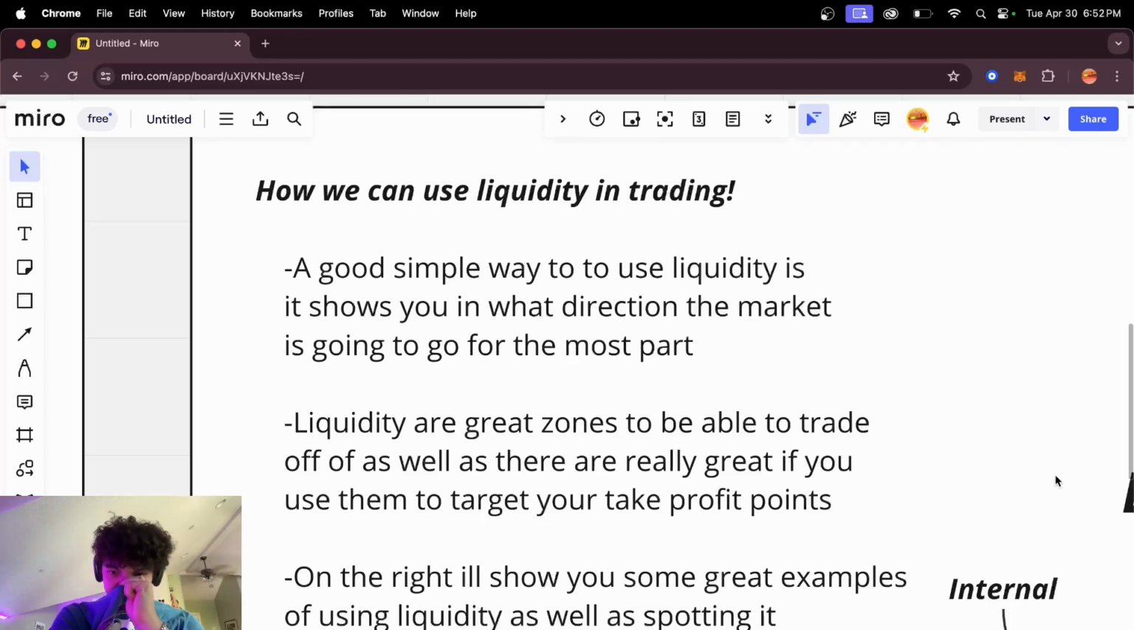And what I mean by target your take profit points is, obviously, that's where you want to take profit. Using liquidity can be a good zone to show you where you want to take those profits, right? Because if you don't have a stop loss and you don't have a take profit, you shouldn't even be trading. If you don't even have a trading plan, you shouldn't even be opening TradingView, okay, at all, which is why I'm making these videos for you guys, to show you what I use to trade and what keeps me profitable on a consistent basis.